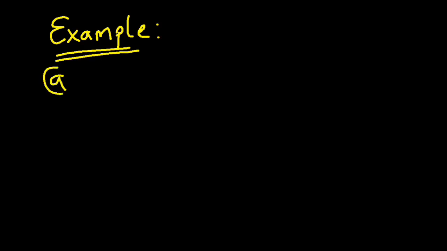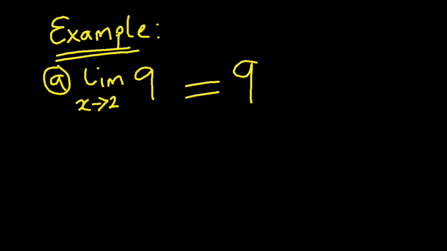Now, let's look at some examples. Example A, we have the limit of 9 when x tends to 2. Recall that in the first fundamental theorem, which is the limit of a constant, the answer is equal to 9.